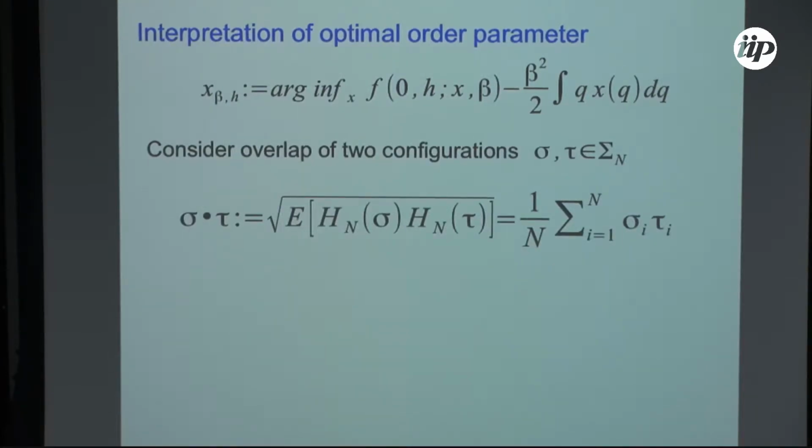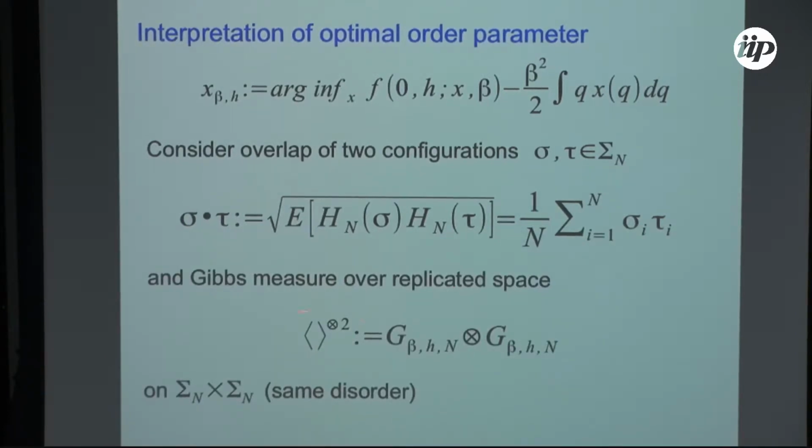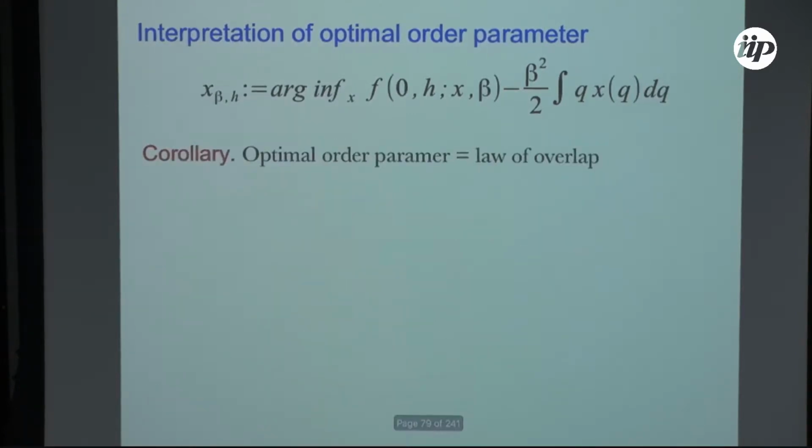Now you can consider the overlap of two configurations, sigma and tau, which are two vectors of plus and minus 1, and the overlap is the scalar product of these two vectors. It turns out the scalar product is also related to the covariance of the Gaussian field; it's a square of the covariance. And you consider the Gibbs measure over a replicated space. I duplicate the space and endow it with a product Gibbs measure with the same disorder. And then the corollary is that the optimal order parameter, this object here, is the law of the overlap, the scalar product of two randomly chosen configurations under the Gibbs measure.